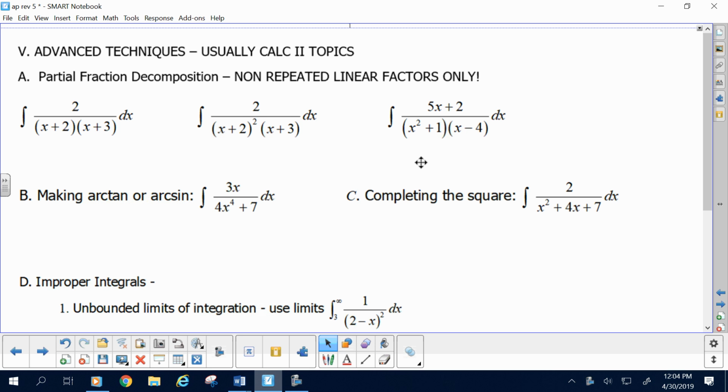I'm in the middle of the blue sheet. I think it's on the back, in the middle-ish section. Advanced integration techniques. It's here I'm at.